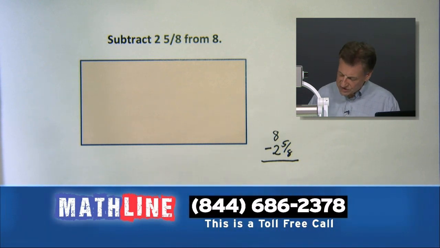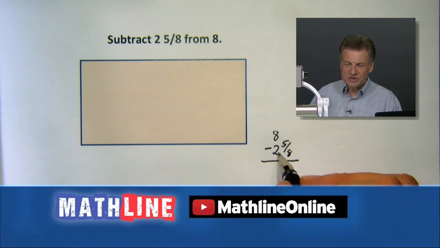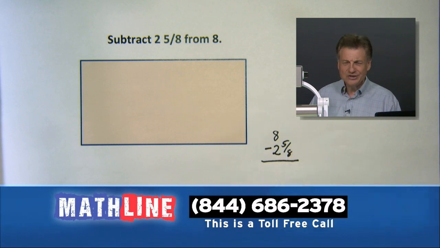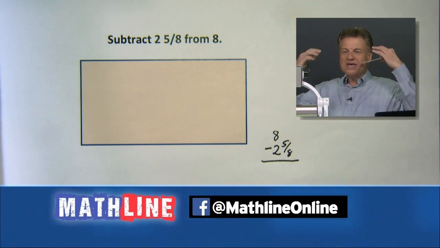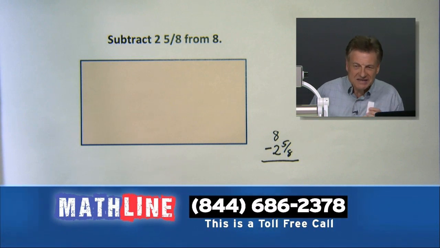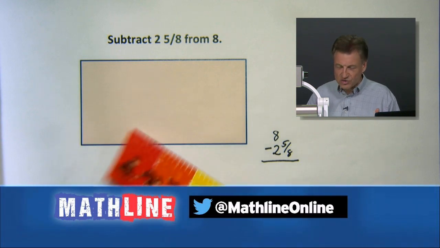It makes a little more sense because so many times students want to say that's 6 and 5 eighths. Well, no, it isn't. It can't be, because you're subtracting 2 and a little bit more. If you subtract 2, you're at 6. Subtract a little bit more, it's got to be 5 and something. Does that make sense? So what is this crazy rectangle for?